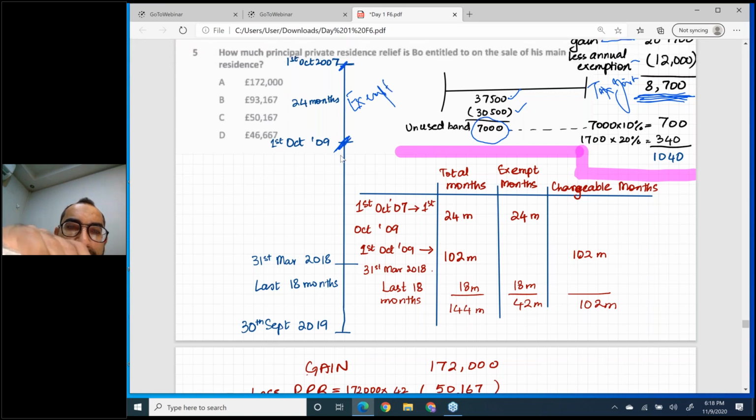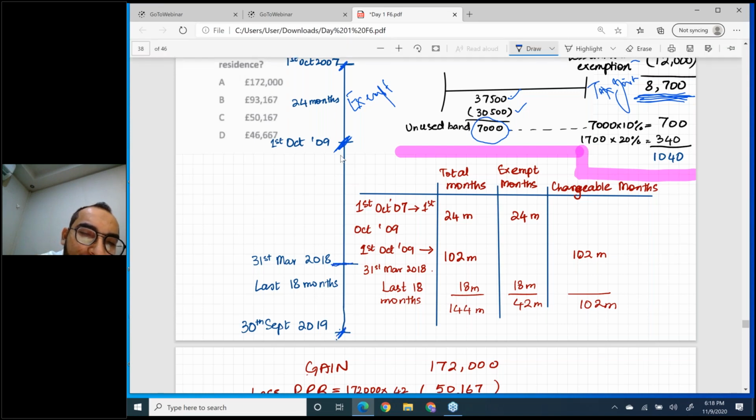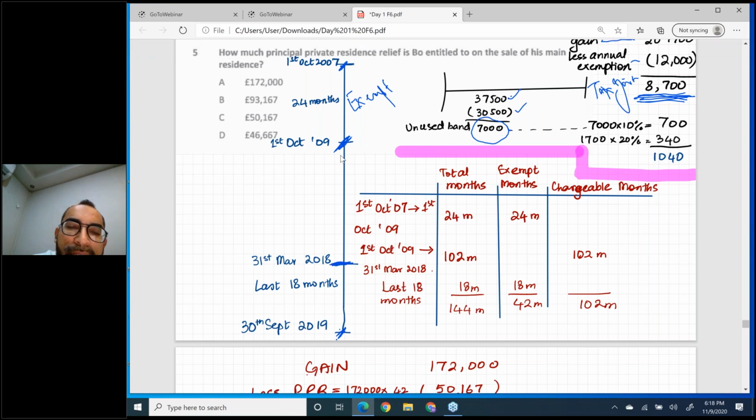Okay, from 1st of October 09, he left the house, and till 30th September 2019, he didn't come back. So these all are absence period, and no sandwich. That's why no ABC relief. But my dear students, you all know that last 18 months are always exempt. So from 30th September 19, just calculate the last 18 months. This date will come to 31st March 18. These 18 months are purely exempt.